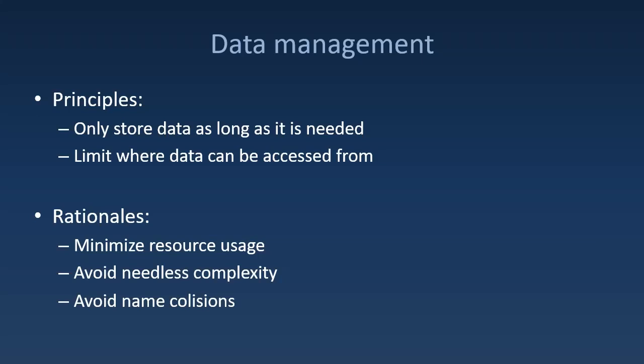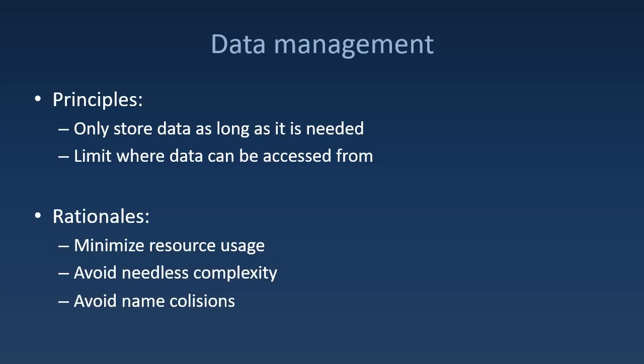So we want to limit where particular pieces of data can be accessed from, and we want a way to clean up after ourselves. If we use a piece of data and then we're done with it, we want to be able to get rid of it. We don't want it sitting around cluttering up our memory, and we want to possibly be able to reuse that name. If I'm writing a program using geometry, I probably want to be able to use the variable name x in more than one spot in the program.